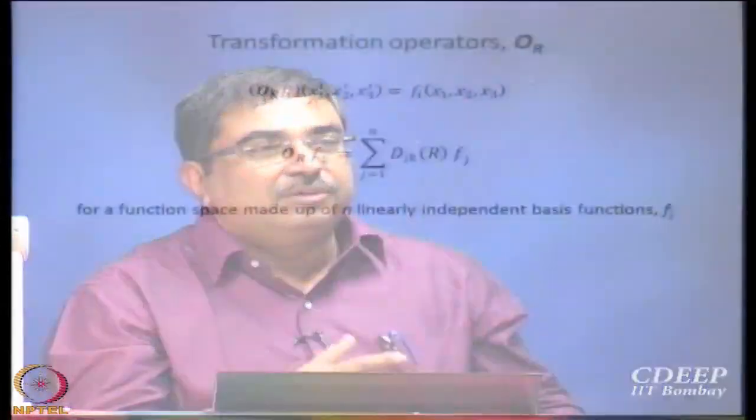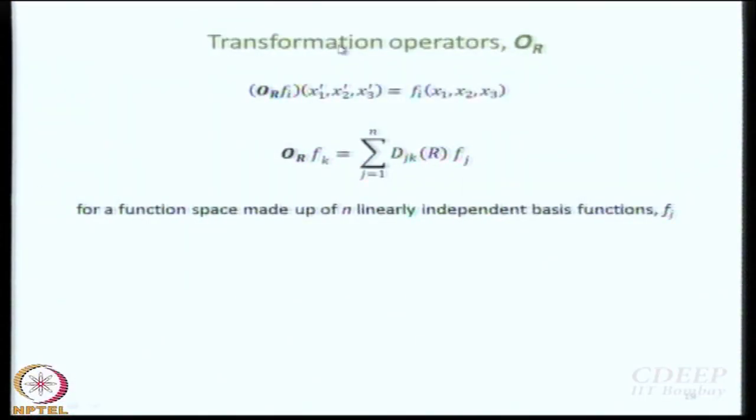Okay. So, what we basically want to do is this, we want to write transformation operators for every symmetry operation. And this is what is going to happen when you make the operators operate. Or fi in the transformed coordinate system, x1 dashed, x2 dashed, x3 dashed, is a transformed coordinate system. So, the transformed function in the transformed coordinate system is going to be the same as the original function in the original coordinate system. Does that make sense? Coordinate system, not base vectors.